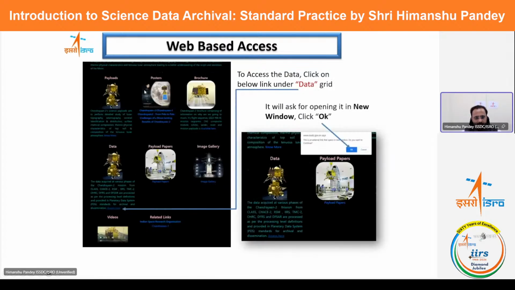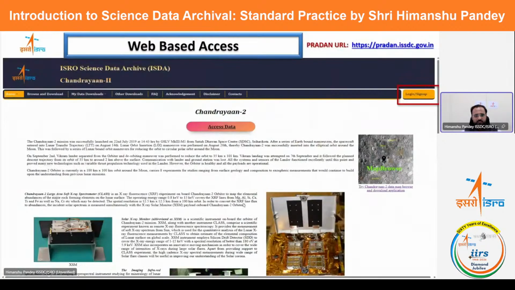On the Chandrayaan-2 page, come down to the grid for data access. This is called access here. When you go to the access page, it will ask that you are going to another application, because Pradan is a dynamic application and these are static pages. So you just click on OK. You will land on Pradan Chandrayaan-2. This is a login page. If you're a first-time user, you have to sign up. If you're already signed up to Pradan, then you only have to log in.